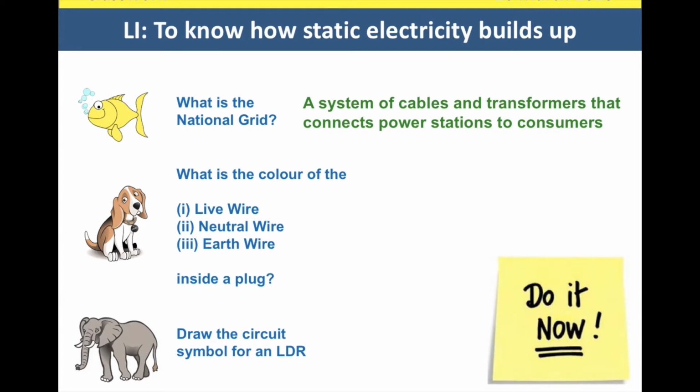Okay, then we was asking for the colours of the different wires inside a plug. The live wire is of course a brown wire, the neutral wire is a blue wire, and the earth wire is green and yellow stripes.